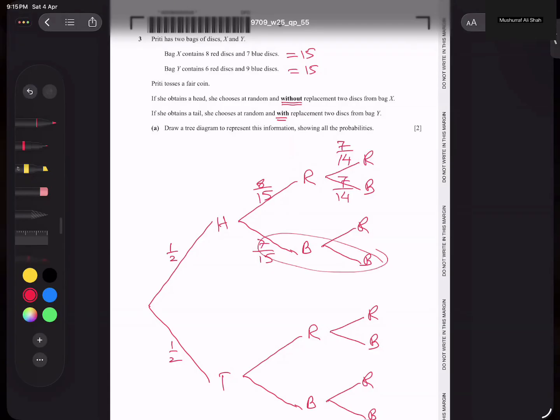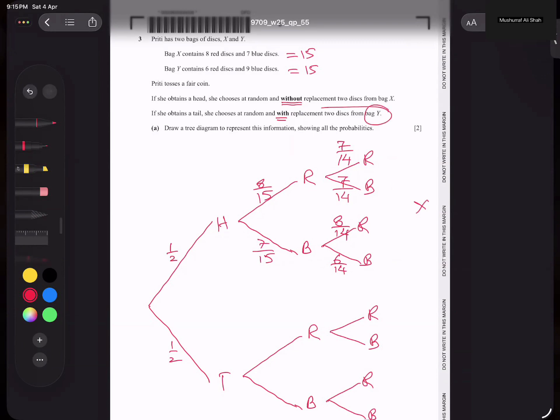What about this branch? So one blue is this. So the next blue is one less up, one less down. I can say 6 over 14. And from 14, subtract 6, I get 8 over 14. Now this is basically what you talk about for bag X. This is bag X. And now I talk about bag Y, which is below.